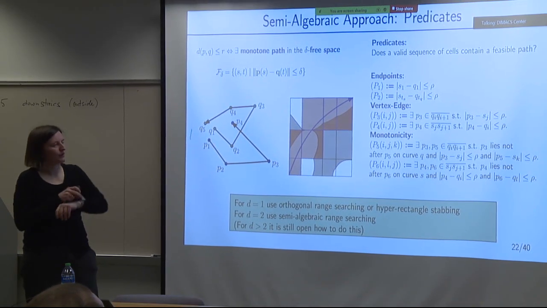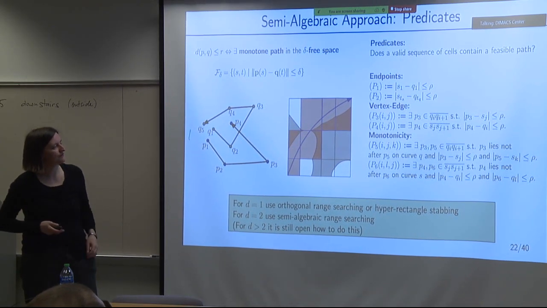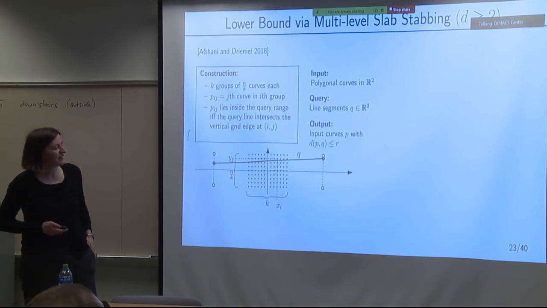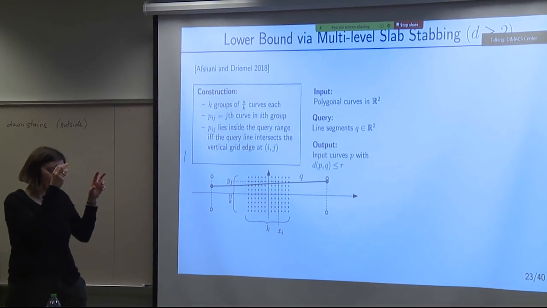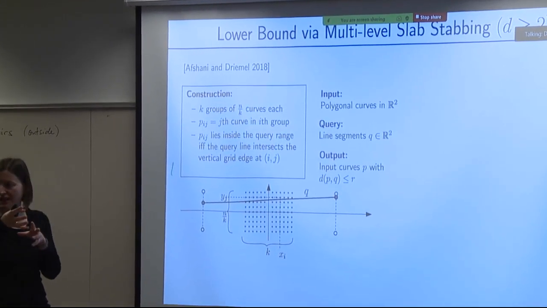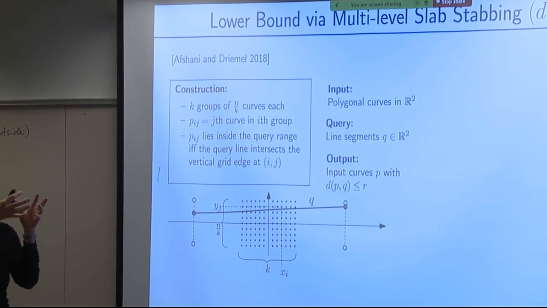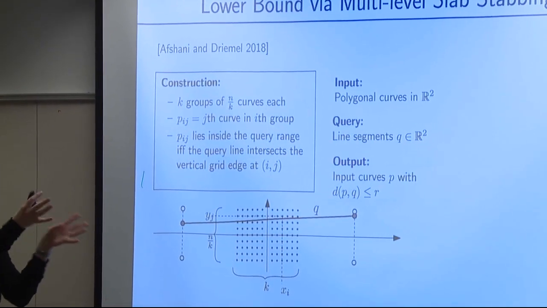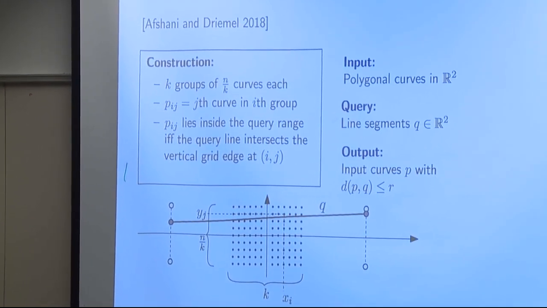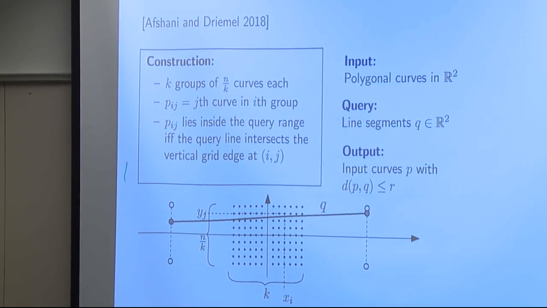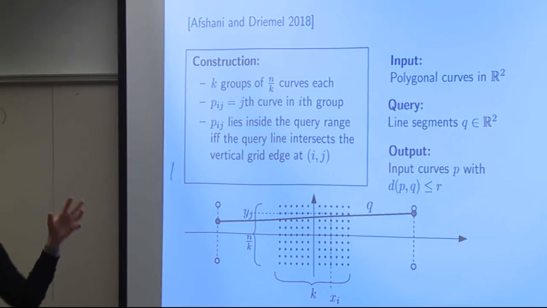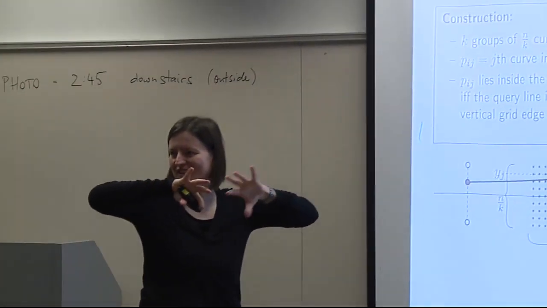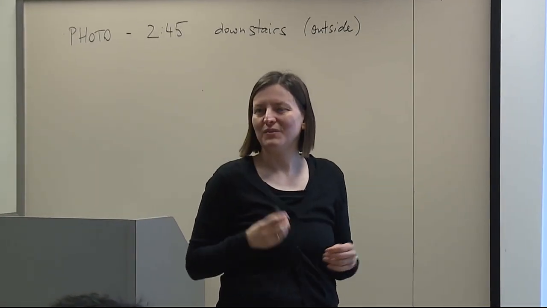Okay, so maybe we can look at lower bounds. The range reporting lower bound that I showed before used slab stepping, the multi-level slab stepping problem, and then we said we can solve this problem. We can do the same construction with these intersections of disks or balls to get these slabs. This doesn't work anymore because we're now in a continuous problem, and we don't really have these intersections of disks anymore. So it's a bit more finicky to work with.